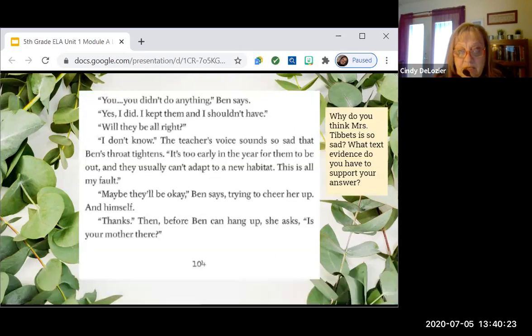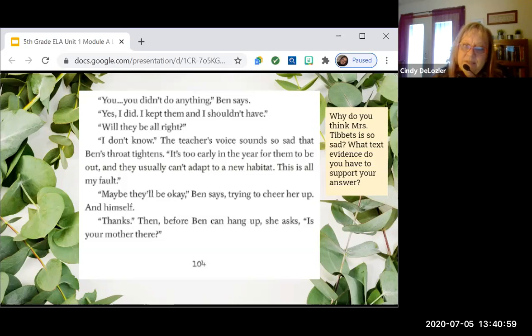"You didn't do anything," Ben says. "Yes, I did. I kept them and I shouldn't have. Will they be all right?" "I don't know." The teacher's voice sounds so sad that Ben's throat tightens. "It's too early in the year for them to be out, and they usually can't adapt to a new habitat. This is all my fault." "Maybe they'll be okay," Ben says, trying to cheer her up and himself. "Thanks." Then before Ben can hang up, she asks, "Is your mother there?"